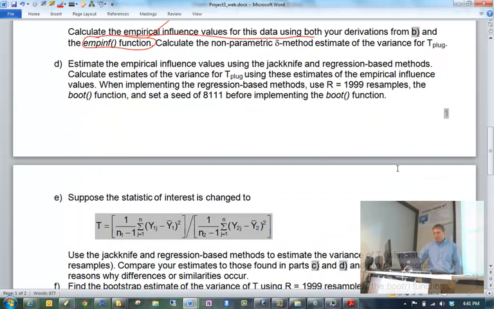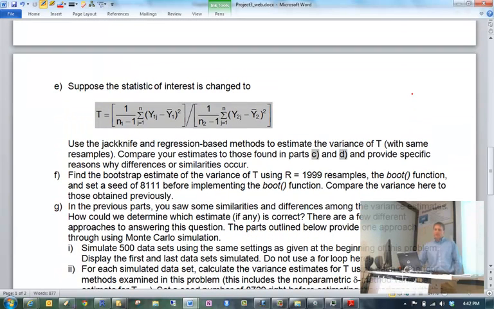Part D, now let's estimate these empirical influence values with the Jackknife and regression-based methods. So I showed you basically how to do the Jackknife earlier. And just to make sure that all of you get the same answer, I give you some number of resamples, and also I tell you to set a particular seed.